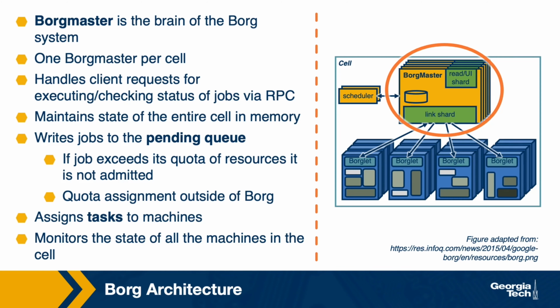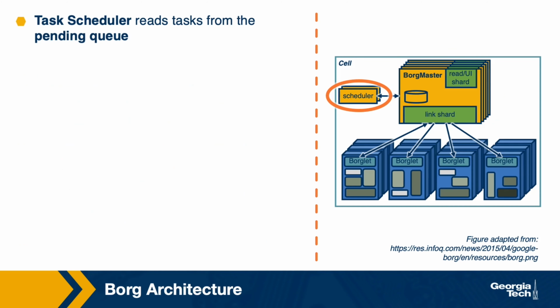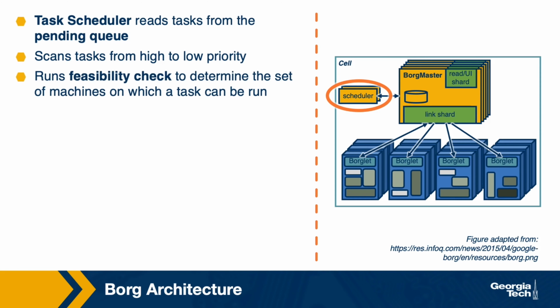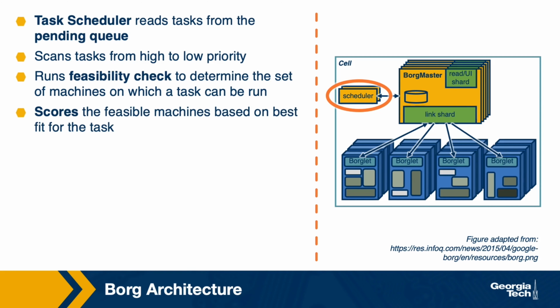The actual task assignment is going to be done based on scheduler logic that does include information about the state. So the task assignment is the responsibility of the task scheduler component. It reads tasks from the scheduler queue. It scans them based on their priority. It runs some feasibility checks to determine what are the machines that are likely a good candidate for a particular task. And it also performs some type of scoring, some type of evaluation on the feasible machines in order to indicate what are the likely candidates, the best fits for a particular task. And then the scheduler submits this machine assignment to the Borg master.